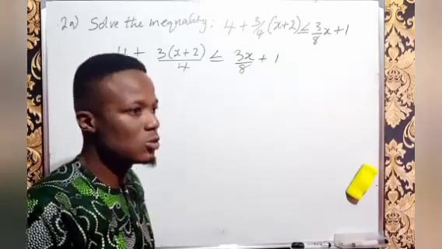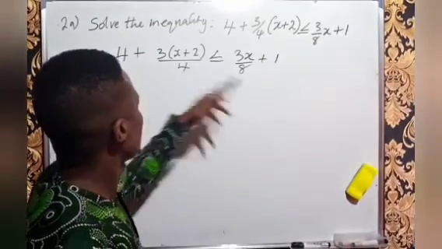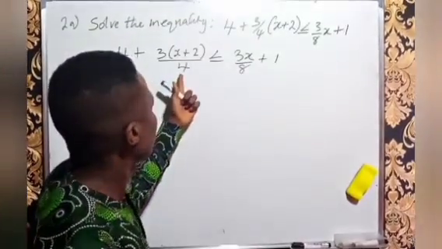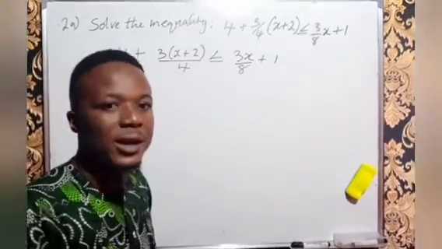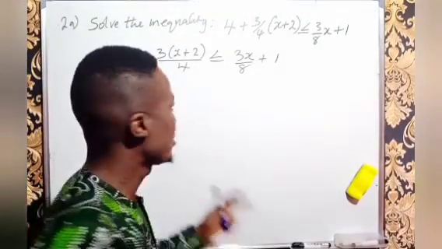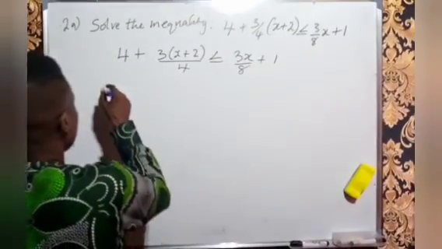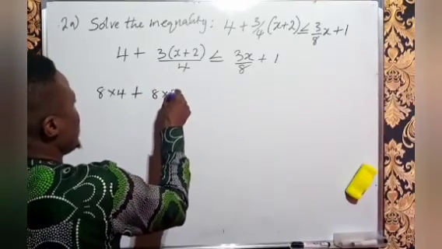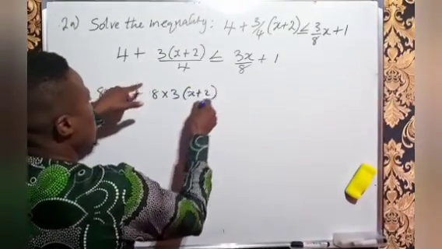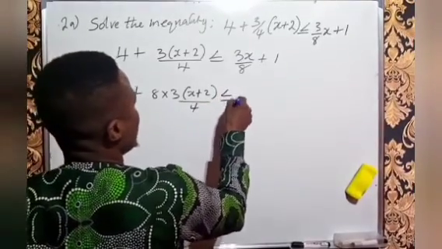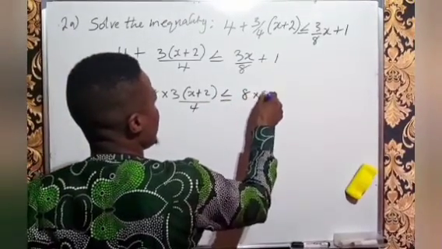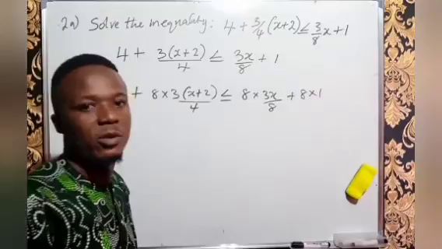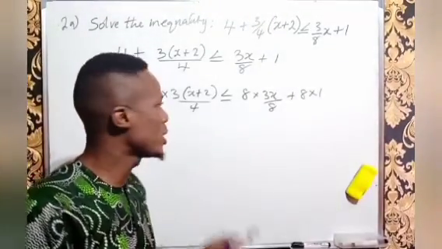You know that some of the terms in this inequality are fractions. So to do away with the fractions, you have to multiply everything here by the LCM of the denominators. And the denominators I have here are 4 and 8. So the LCM of 4 and 8 is just 8. So I've got to multiply everything here by 8. So I will now say 8 will multiply 4 plus 8 will multiply 3 into x plus 2 all over 4 less than or equal to 8 we multiply 3x over 8 plus 8 we multiply 1. The essence of multiplying through by the LCM, which is 8, is to clear the fractions.